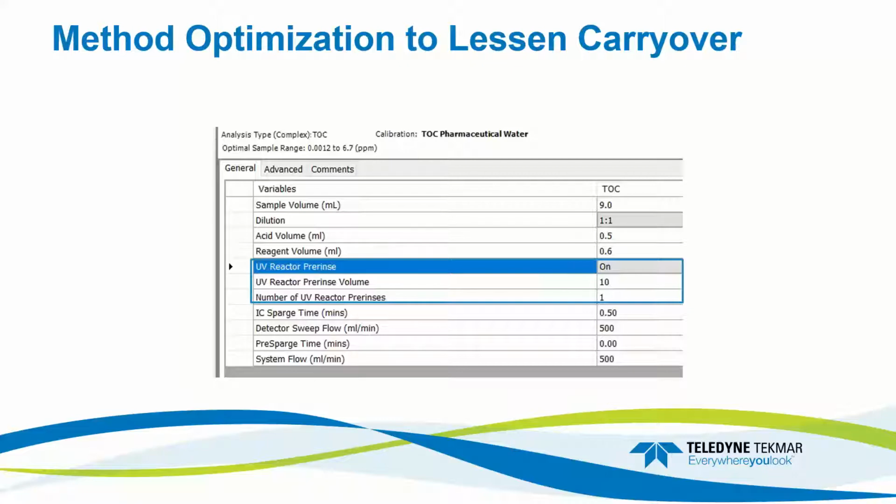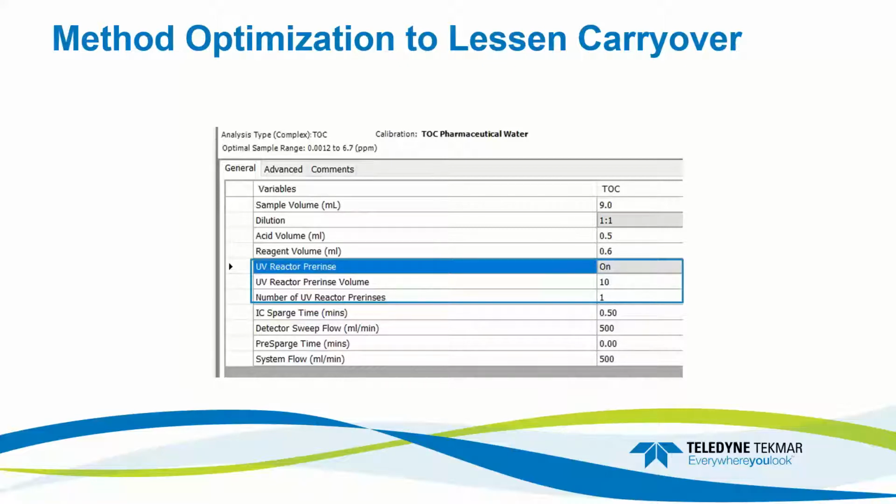So we want to make sure we eliminate the carryover so we can get the best analytical performance out of our system. What you see here is actually the General tab of the method. We want to go down and turn on the UV reactor rinse. We want to increase our reactor pre-rinse volume to the same volume or more of the sample volume, so at 9 or higher, maybe 10 mils. This will allow for extra rinses of the UV chamber. You can set the number of rinses, and that's going to help lessen some of the carryover.